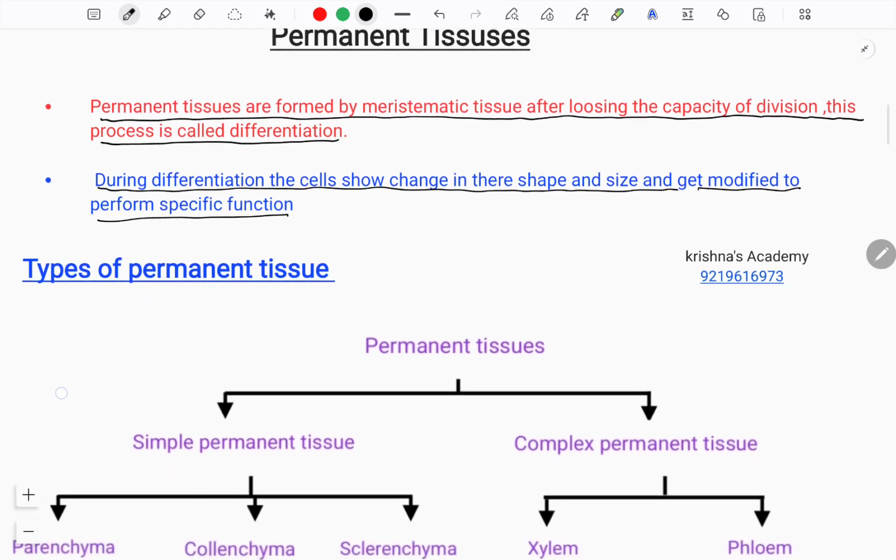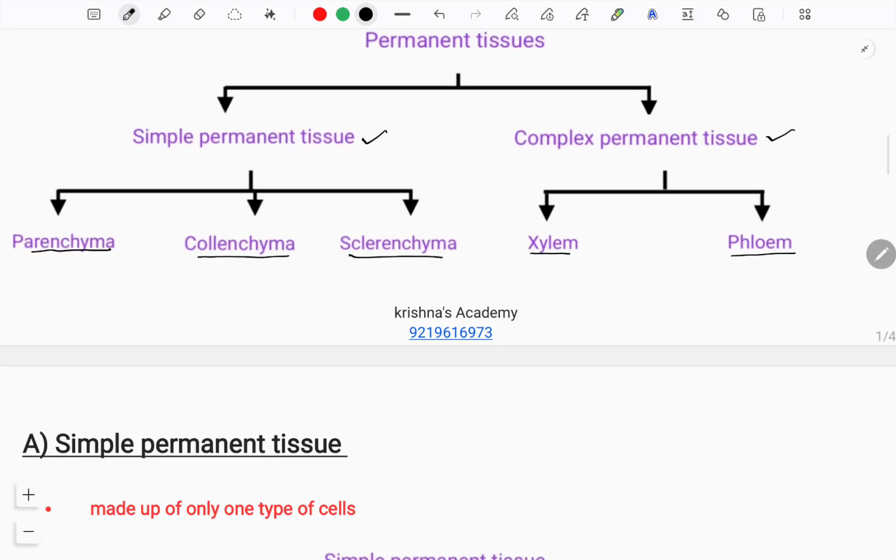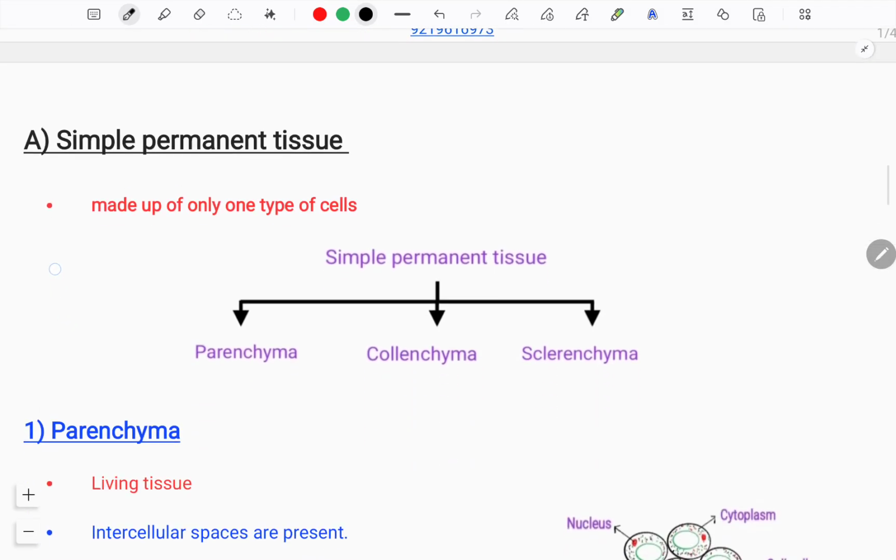Now, types of the permanent tissue. As we discussed in the previous class, permanent tissue is divided into simple permanent tissue and complex permanent tissue. Simple permanent tissue is divided again into parenchyma, collenchyma, and sclerenchyma. The complex permanent tissues are xylem and phloem. Total permanent tissue is of 5 different types: 3 simple permanent and 2 complex permanent tissue. Now, let's start the simple permanent tissue.